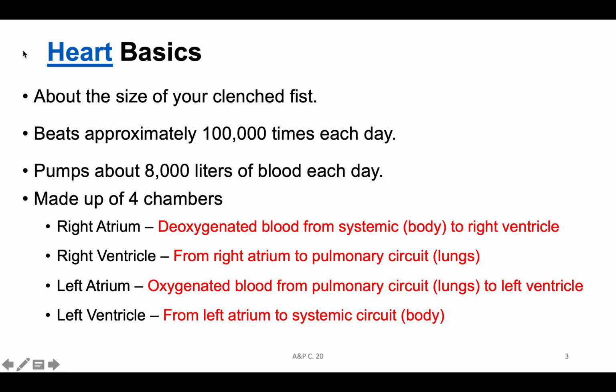So the right atrium's function is going to receive deoxygenated blood from the body, which we call the systemic circuit. And it's going to push that blood into the right ventricle. Once the right ventricle receives the blood from the right atrium, it's going to pump blood out to the pulmonary circuit, which is our lungs. When blood's in our lungs, it's going to pick up oxygen, and it's going to return to the heart, and it's going to enter through the left atrium and go to the left ventricle. Once that oxygenated blood is in the left ventricle, it's going to go to the systemic circuit or back out to our body. It's going to deliver the oxygen to our body's tissues and then bring back carbon dioxide so we can get rid of it.